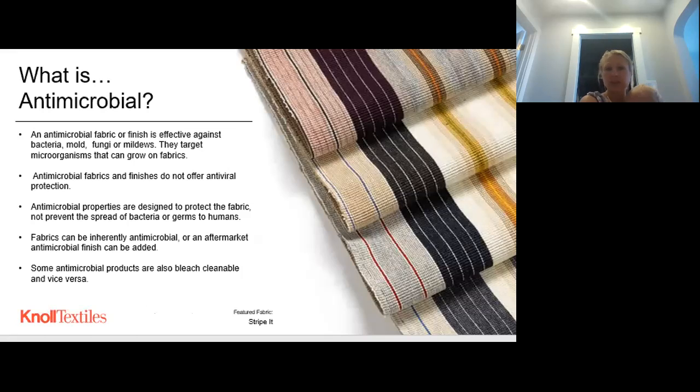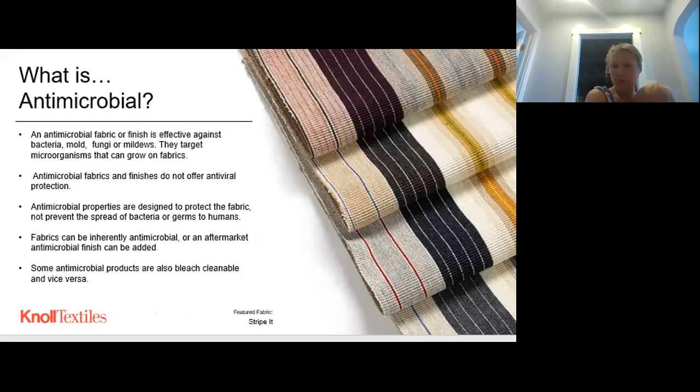We are going to start with antimicrobial, what that means and what does it really do. I'm starting here because it seems there's a little misunderstanding in the market around what antimicrobials really do for a fabric. Antimicrobial fabrics are not antiviral. They do not kill viruses and they do not kill COVID-19.